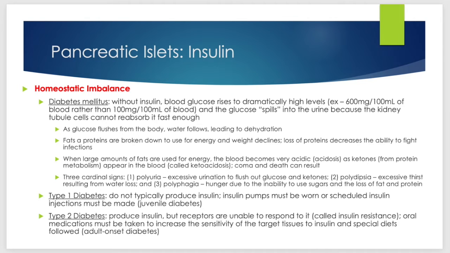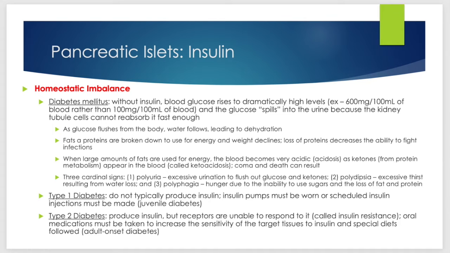Fats and proteins are broken down to use for energy. The person's weight declines because of that. And then loss of proteins decreases the ability to fight infections, so they might have issues with their immune system fighting things off. This is why people with diabetes are at a higher risk of contracting COVID. If you've heard that diabetes is considered a risk factor or a pre-existing condition that would make you more at risk for it, that's why.